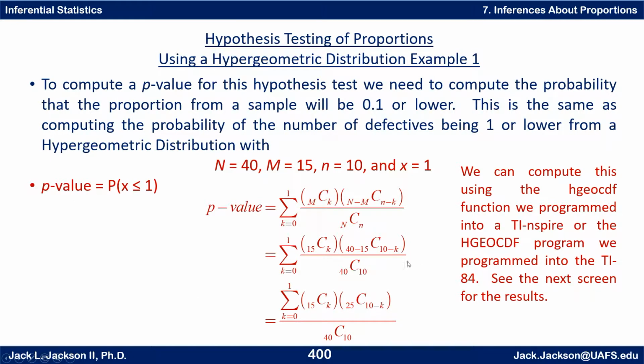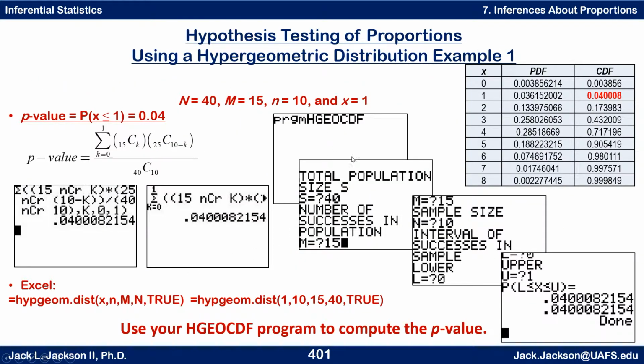Of course, we know that here's the formula for the PDF for a hypergeometric, and we want to sum that out from 0 to 1. But, of course, the good news is I have a program on my calculator, HGO-CDF, for a TI-84, and we can do that. You can actually do it with the summation if you set it up right in the TI-84 like this.